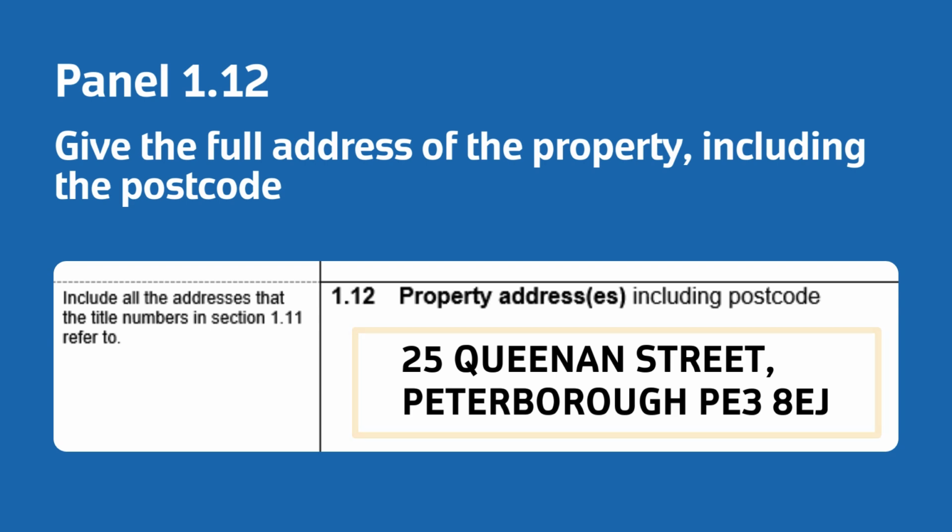In panel 1.12, write out the full address of the property, including the postcode. If it is a piece of land, give a brief description. For example, land adjoining to High Street, Peterborough.